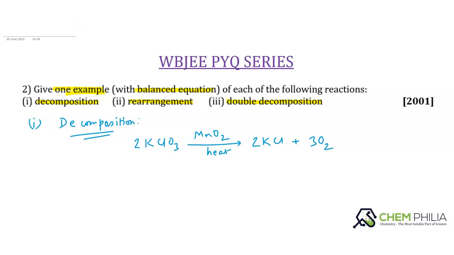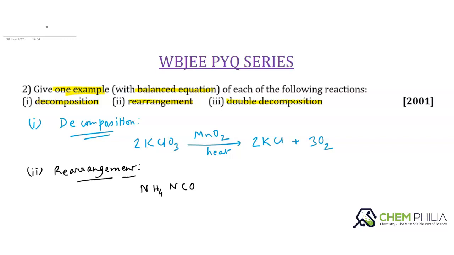Next, let us come to the second part of this question, rearrangement. Now in rearrangement, what happens? Atoms get rearranged. Okay, so it's not decomposition, but just the atoms will change their position to give a different kind of product. So bonds may be broken, and the positions of the atoms are rearranged. So this is rearrangement. Clear?